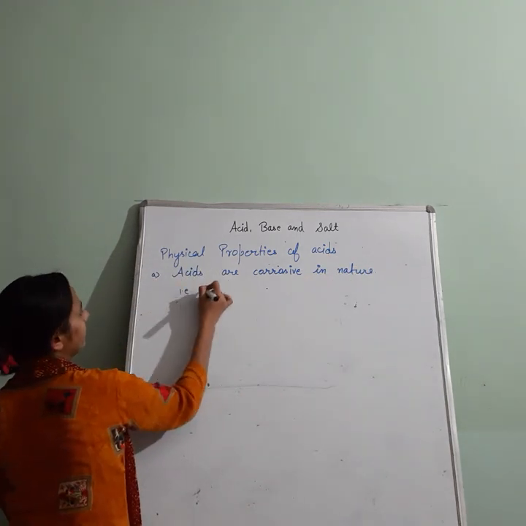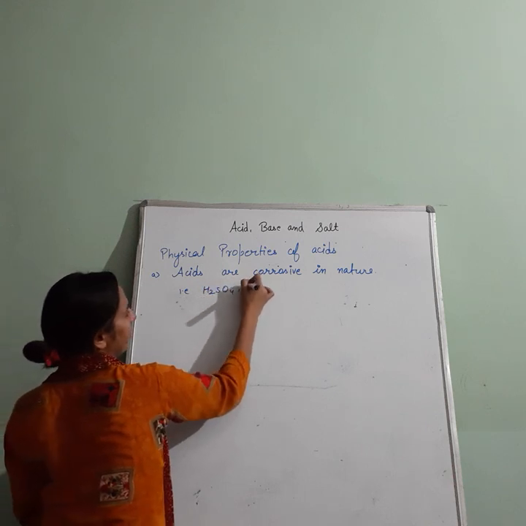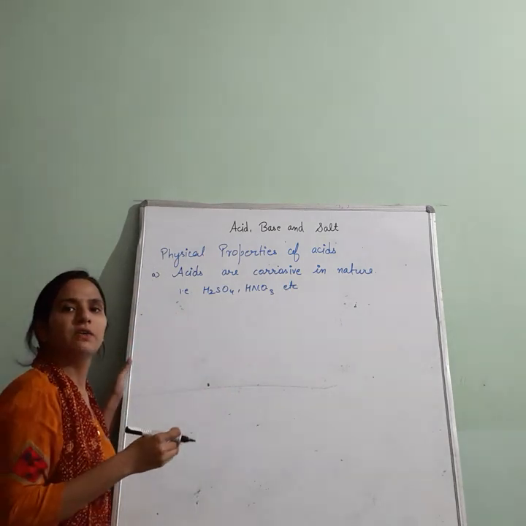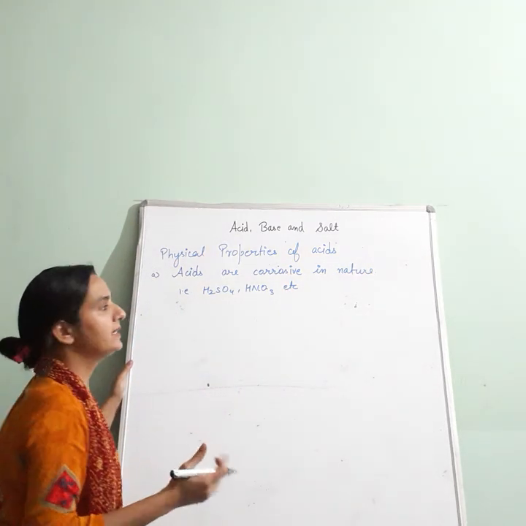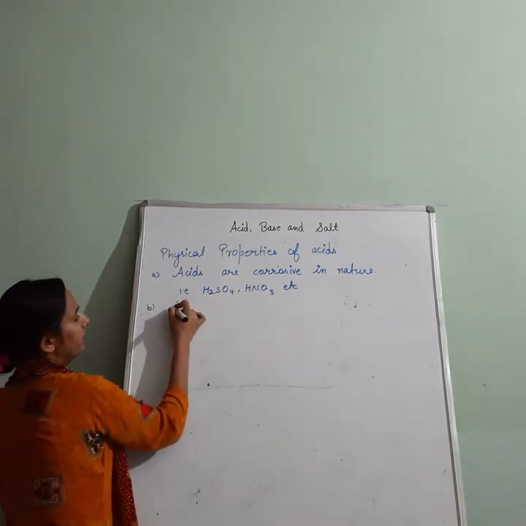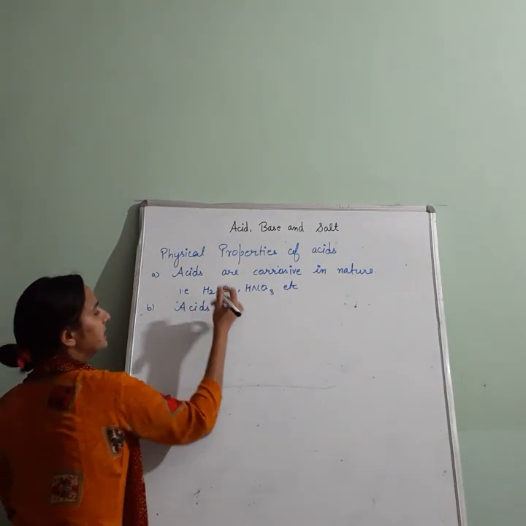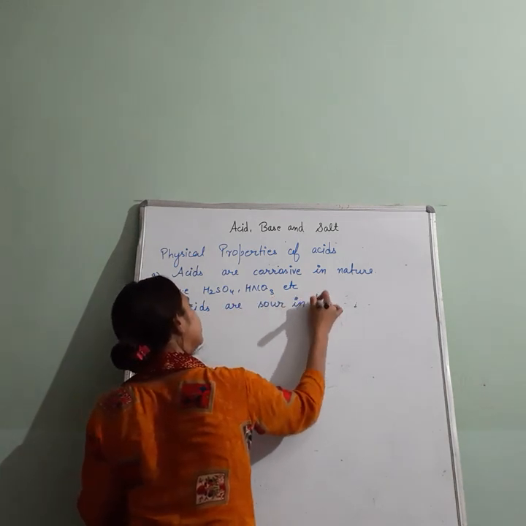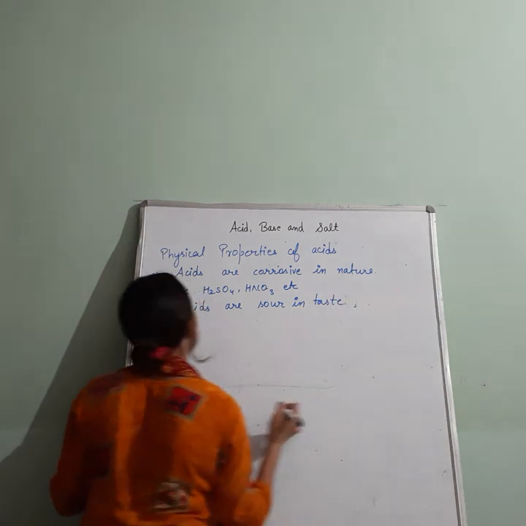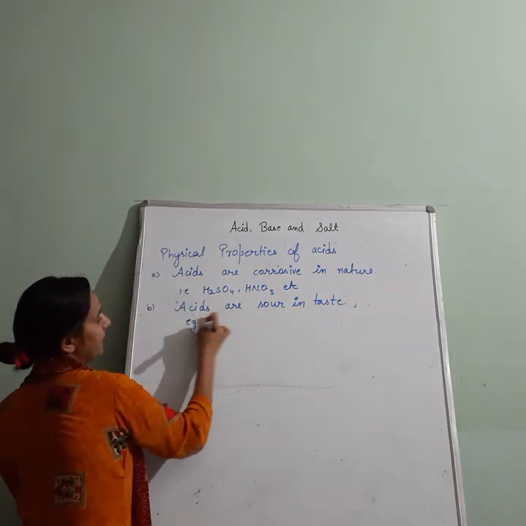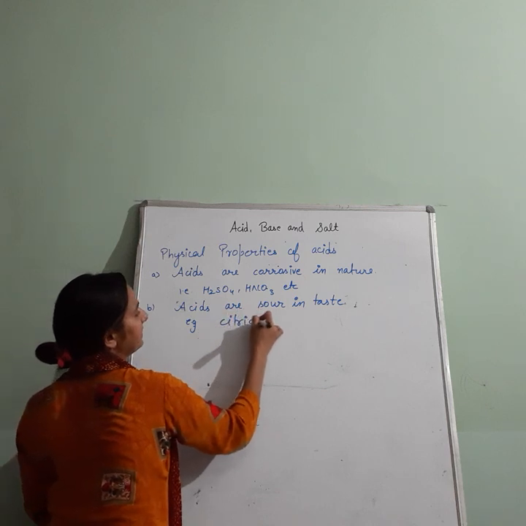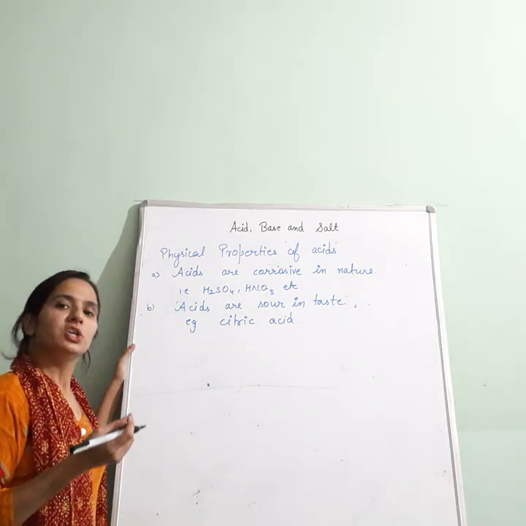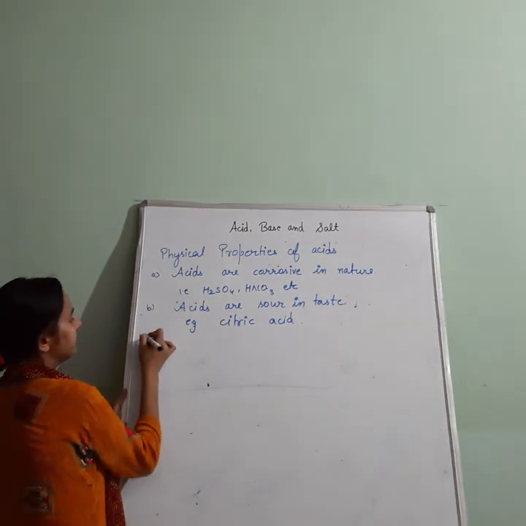That is, H2SO4, HNO3, etc. These are some acids which have a corrosive action on skin. Second, acids are sour in taste. For example, citric acid is present in citrus fruits, which is sour in taste.